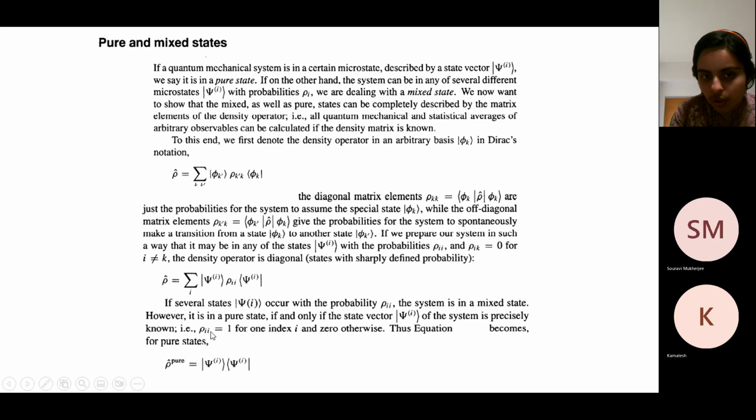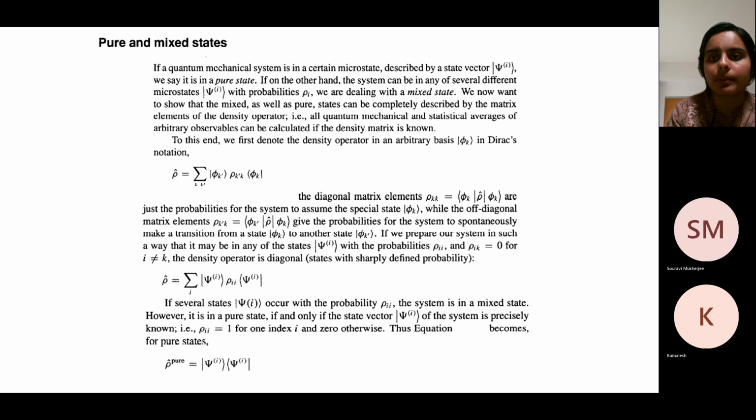So there rho I is 1 for one particular value of I, and all others are 0. In that case, the density matrix becomes something like this. This is the particular microstate by which you can define your system. You know for sure that your system is in this microstate. Now a microstate can be a superposition of different basis vectors, but you know for sure that this is your microstate.